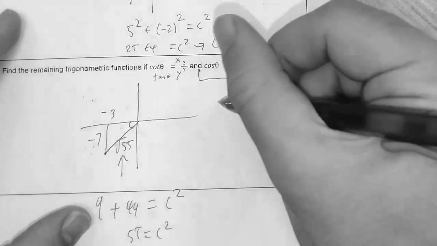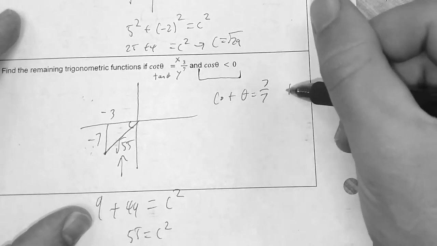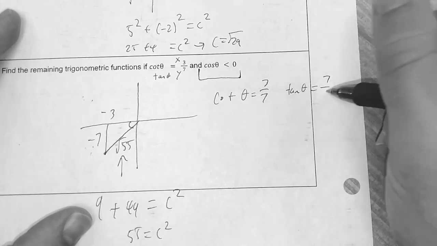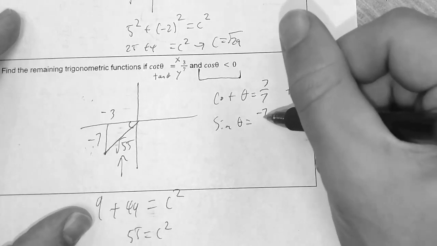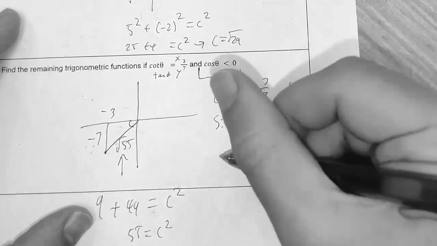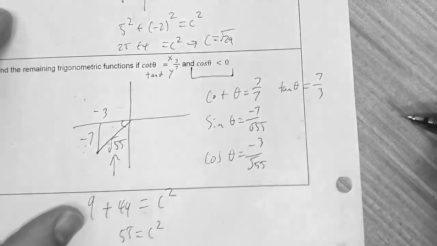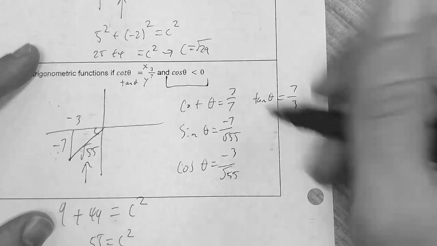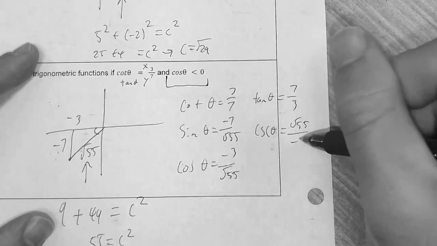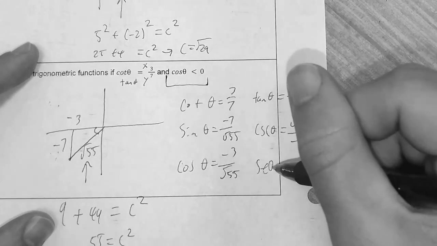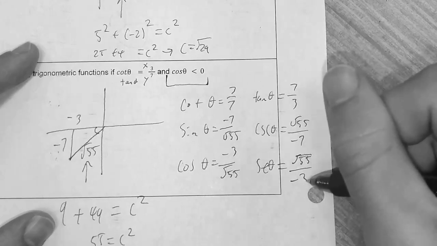So I'm just going to plug everything in. I already know that cotangent theta is 3 over 7. That means that tan theta must be 7 over 3. Sine theta is going to be negative 7 over root 55. Cosine theta is going to be negative 3 over root 55. Cosecant theta is going to be root 55 over negative 7. And then secant theta is going to be root 55 over negative 3.